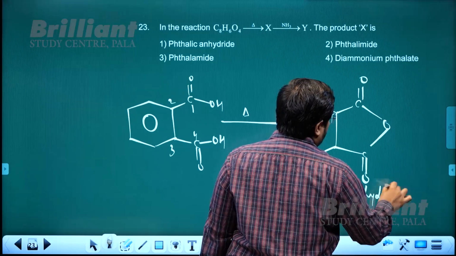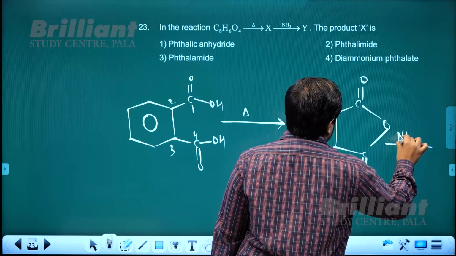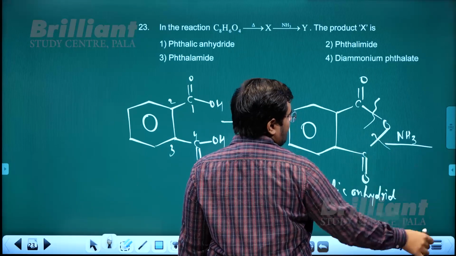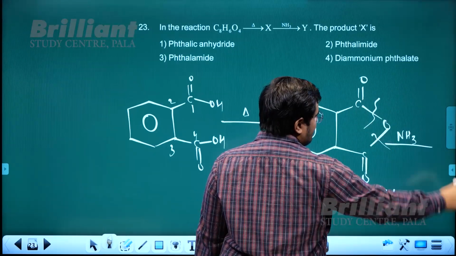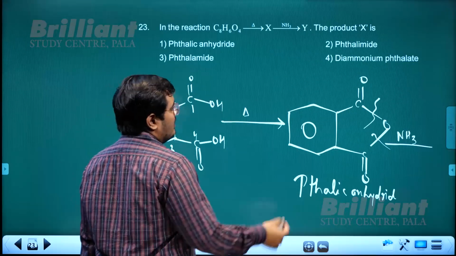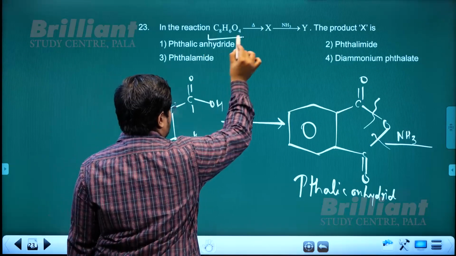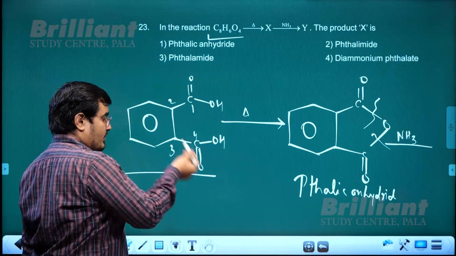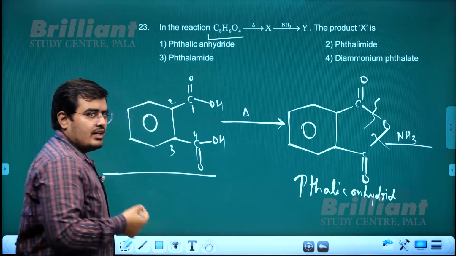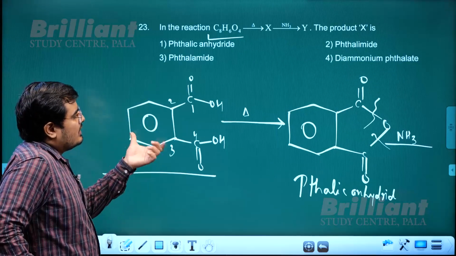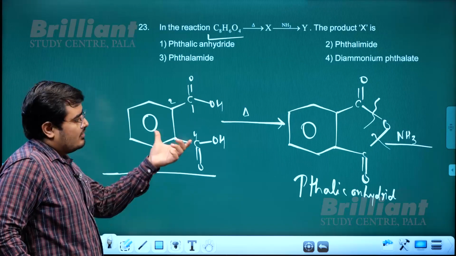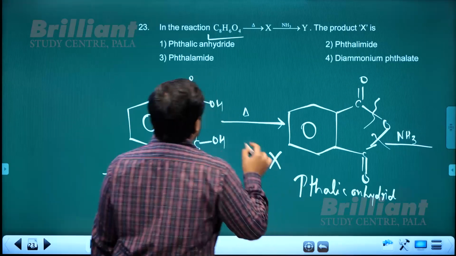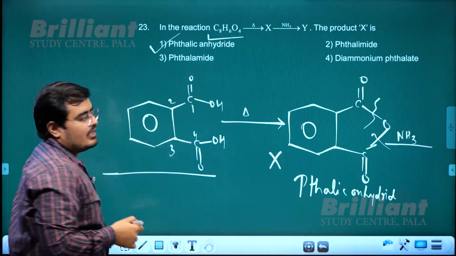This phthalic anhydride, when later treated with ammonia, if it is excess of ammonia, then this bond will break, this bond will break, this will be converted into amide, and this will also be converted into amide. But right now we are only sticking with C8H6O4, which is phthalic acid, a 1,4 acid. I have already discussed the heating effects on 1,4 acids. So they cyclize to form the anhydride. So this is going to be X, and our answer will be phthalic anhydride.